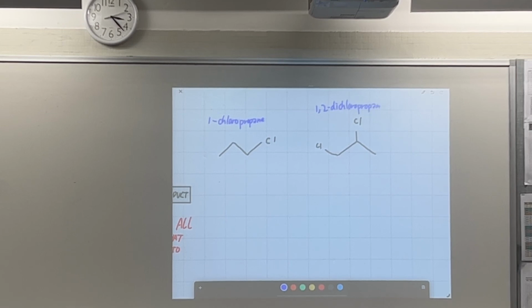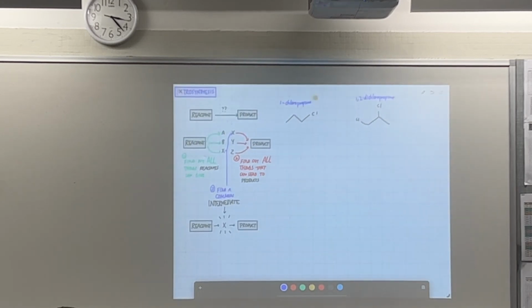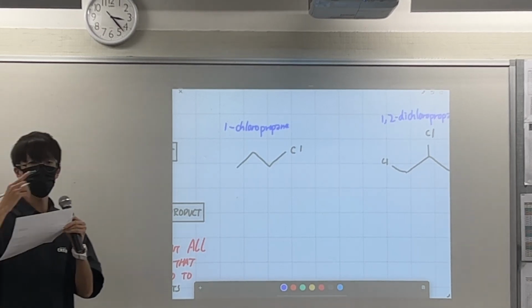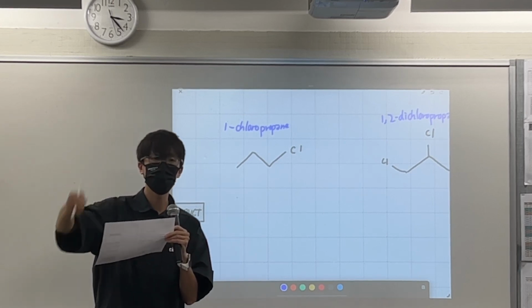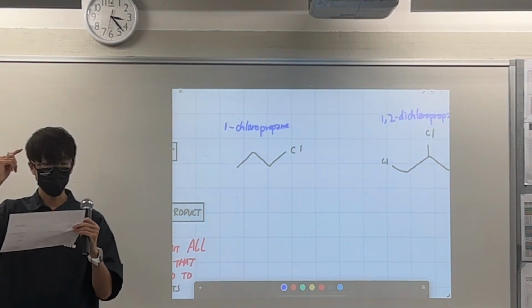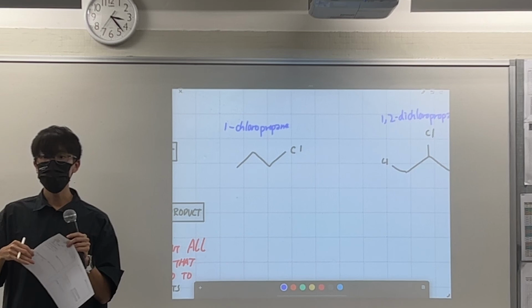1,2-dichloropropane. Let's do what I asked you to do just now. What did I say? You find out everything that the reactant can form. Can you identify this reactant? Which class of compound does it belong to? Is it alkane, alkene, alcohol, haloalkane, carboxylic acid? Haloalkane, right? Go through your mental drawer. What are the things that haloalkane can react to get?